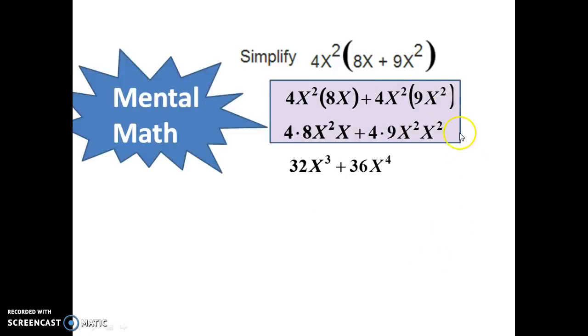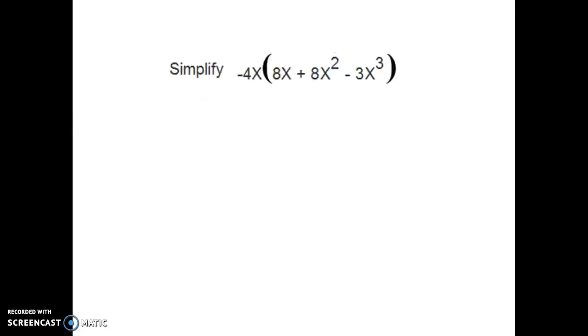However, most of what we did here is typically done in mental math, and that will be done that way throughout the remainder of the video. So let's take a look here. We have negative 4x times the quantity 8x plus 8x squared minus 3x cubed. So we have negative 4x times the 8x. Negative 4 times 8 is negative 32, and x times x is x squared. So this becomes negative 32x squared.